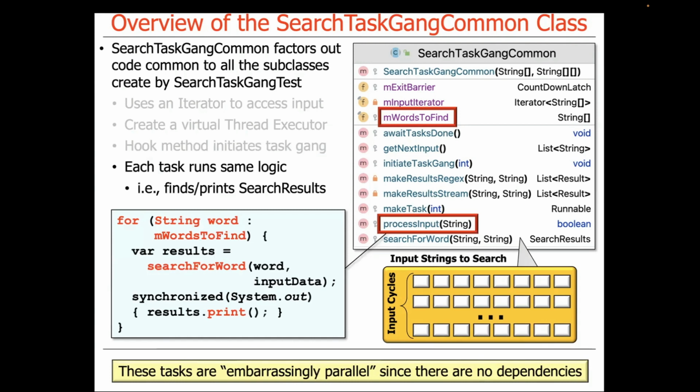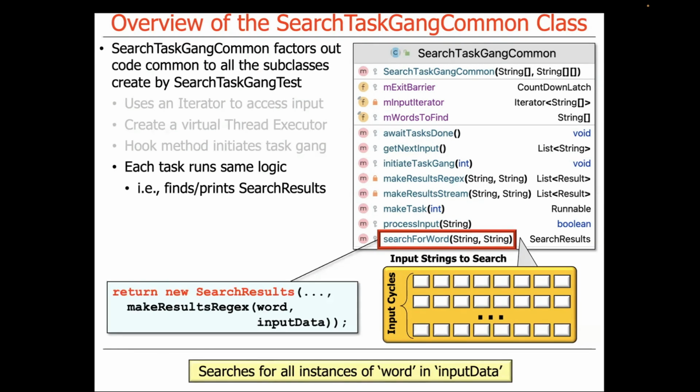Each task runs the same logic, and this is provided by the process input method. This is actually something we've seen in some other examples like this. It just iterates through all the words to find, and for each word to find, we call the searchForWord method, and that goes ahead and looks in the input data to see if it finds a match, and it returns results, and if it gets any results, it prints them out. It does that with a synchronized statement because we don't want to have different threads scrambling the output. Notice that the tasks that are run here are embarrassingly parallel since there are really no dependencies between any of the items. They all just run concurrently in different virtual threads.